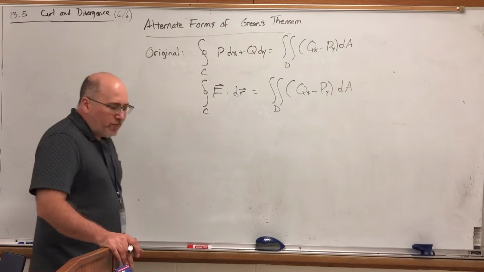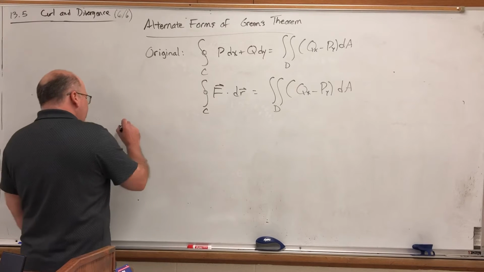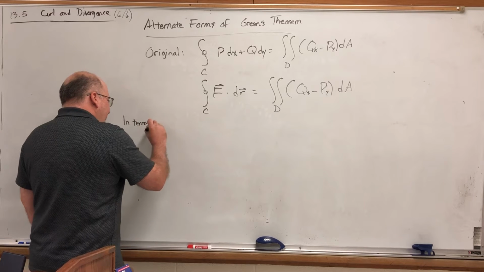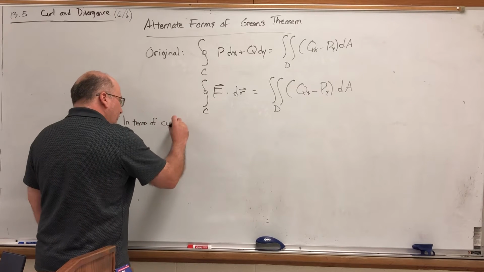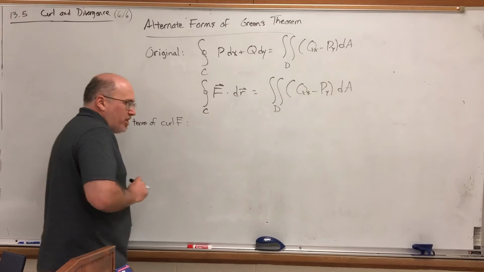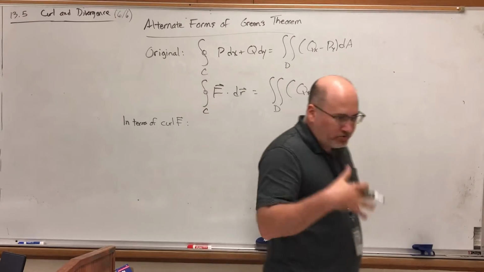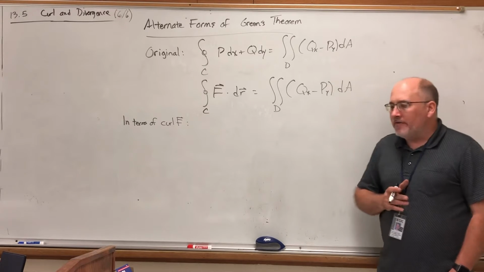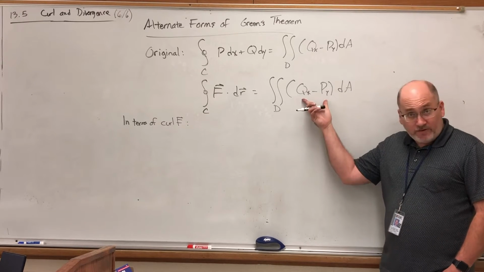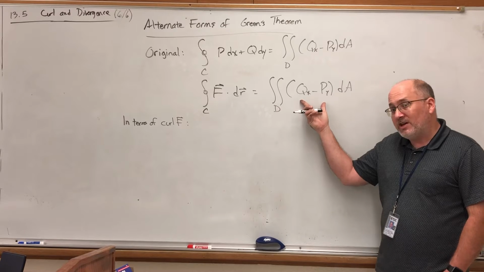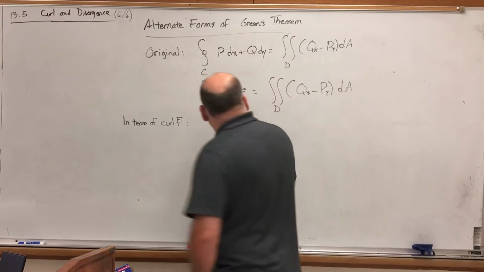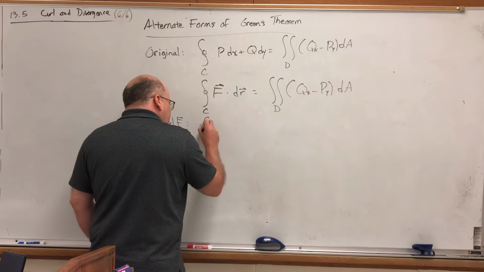But now we have two new forms. One form is in terms of curl, and the curl of F. I kind of foreshadowed this previously when we first introduced the formula for curl and pointed out that the third component of the definition of curl was this difference, partial Q with respect to x minus partial P with respect to y. Well, what does that mean in terms of curl?